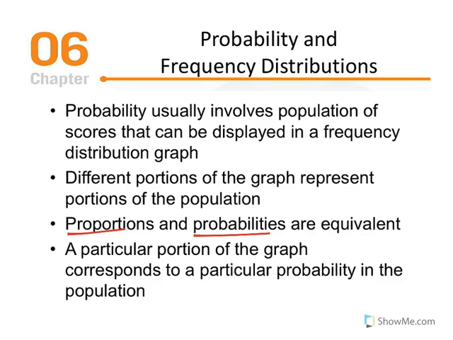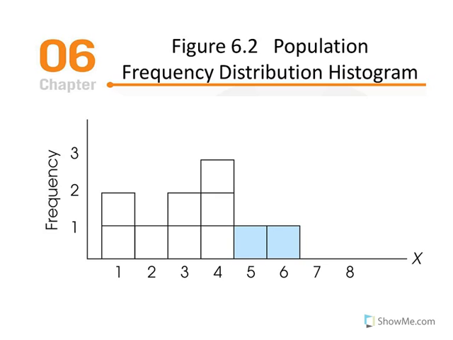So let's go through an example of this using a frequency distribution histogram. In this distribution, we have x values. Each box represents a frequency of how often this x value or score occurred. So in this case, we have a score of 1 occurring twice, a score of 4 occurring 3 times. And for this particular figure, figure 6.2, the question of interest is, what is the probability of x values greater than 4? So what is the probability that there are individuals that scored higher than 4?